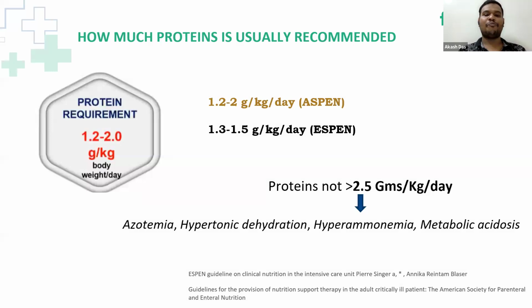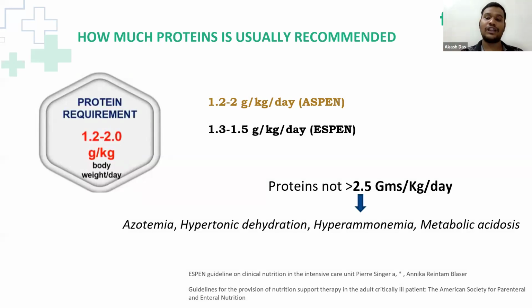So next, how much protein is usually recommended? Because proteins are a very important part of the diet. In that, ASPEN recommends 1.2 to 2 gram per kilogram per day, and ASPEN also recommends 1.3 to 1.5 gram per kilogram per day. So your protein requirement should be 1.2 to 2. It should not exceed more than that.